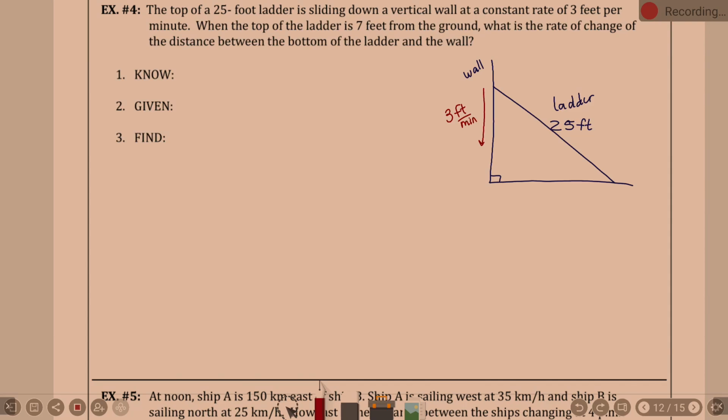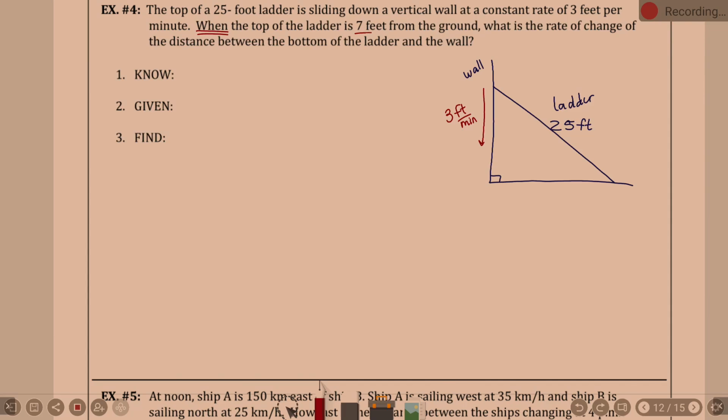Now, be wary of the word when, because it says when the top of the ladder is 7 feet from the ground. Is the top of the ladder always 7 feet from the ground? No. Do not label this side as 7. It's only going to be 7 when we put that value in to find our answer. Am I making sense here? We don't want to make it 7 the whole problem. It's not 7 right now. It's when the top of the ladder is 7 feet from the ground.